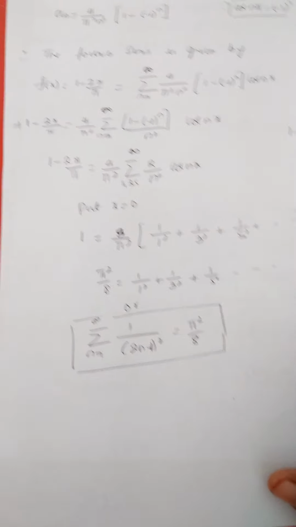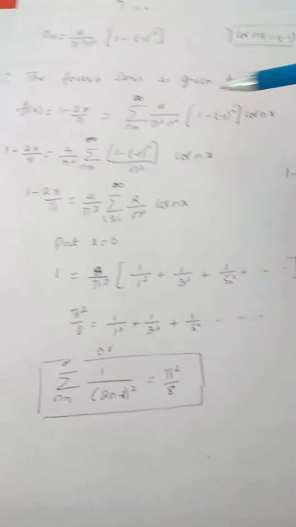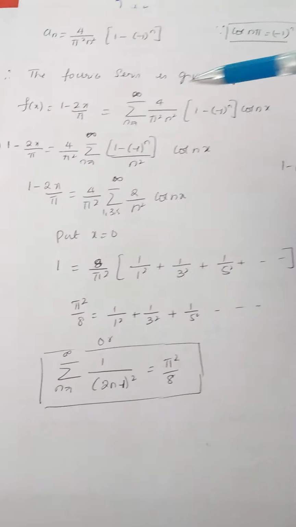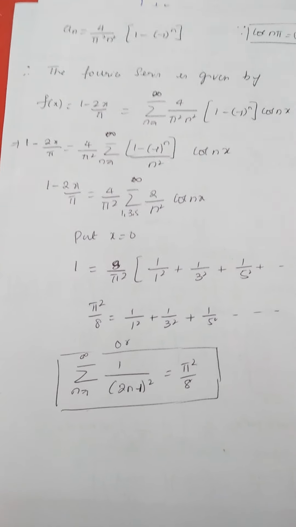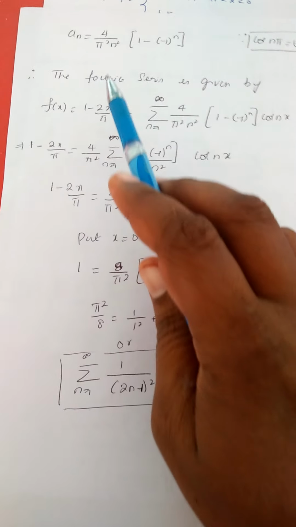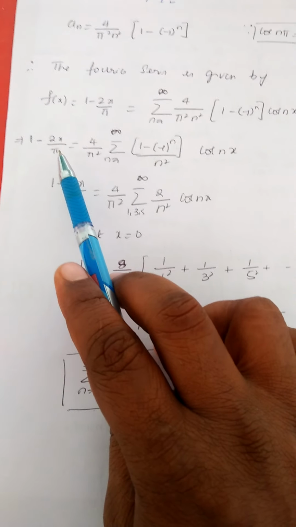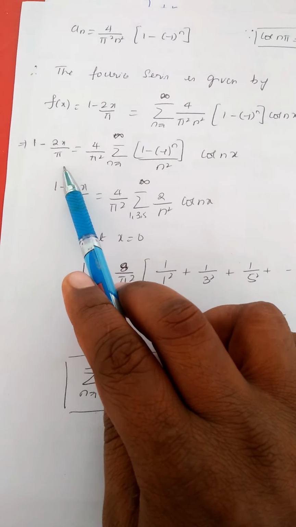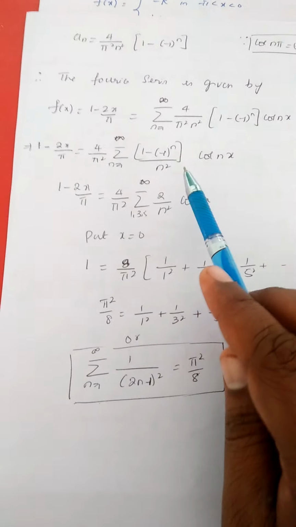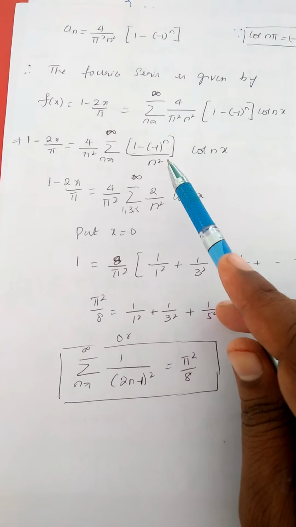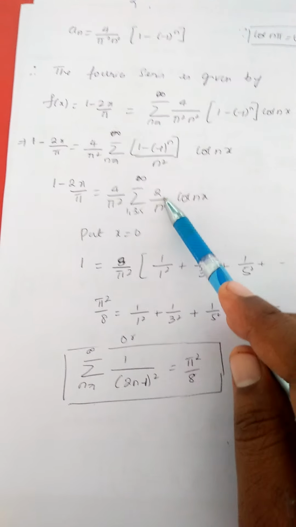So an is this. Therefore, the Fourier series is given by, since a0 is 0 and bn is 0, we substitute only the an value here. So f(x) = 1 minus 2x by pi is equal to this. Now we can simplify further. The value of 1 minus (minus 1) power n is 2.